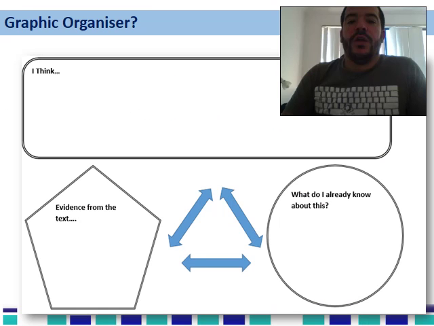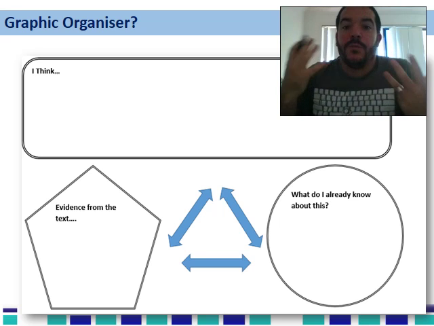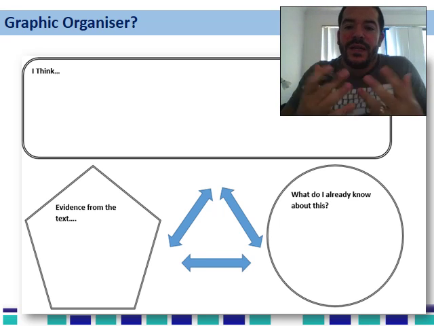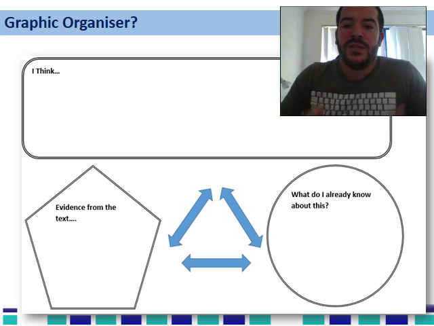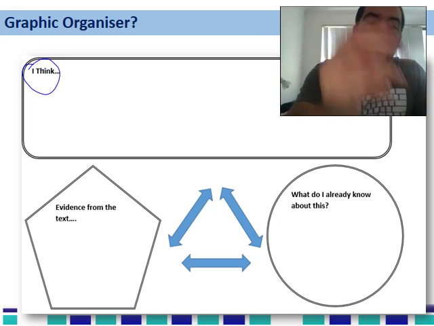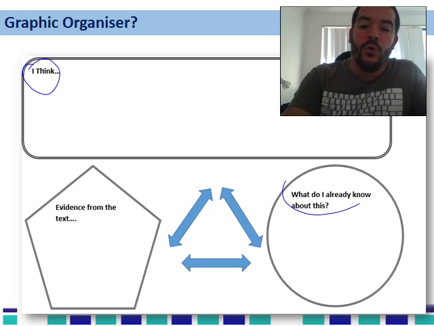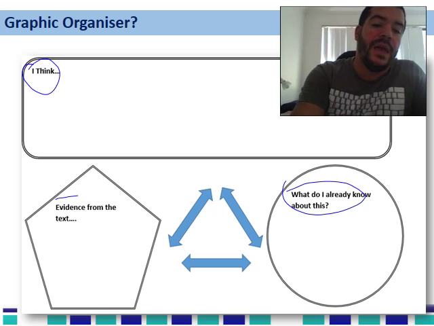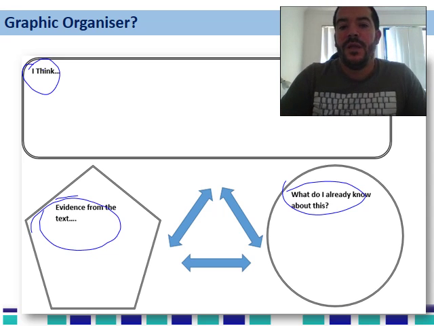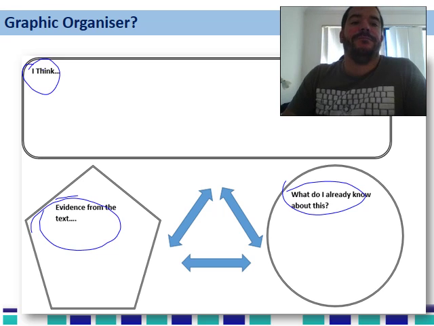Okay, so here's a graphic organizer that we can use to start with. If you're not very good at making your own inferences, eventually good readers make these inferences in their heads. But to get started, here's one here. The way it works is there's three sections. There's the I think box, and what you think is based on those two other areas: what do I already know about the topic, and the evidence from the actual text. It's important that those three align in order to make a good inference. Let's look at some text.